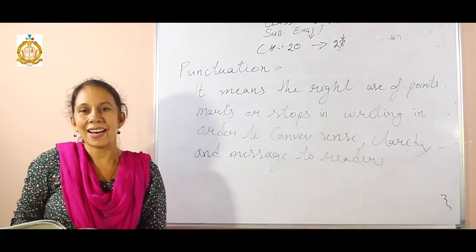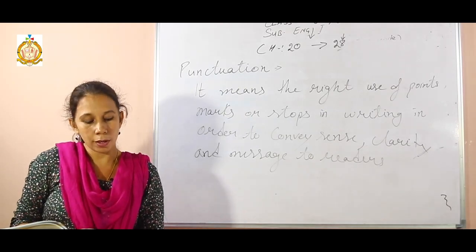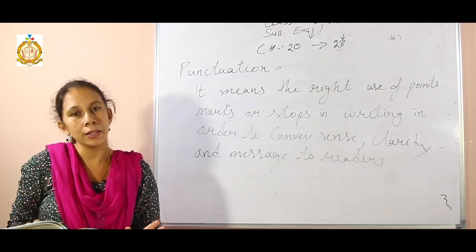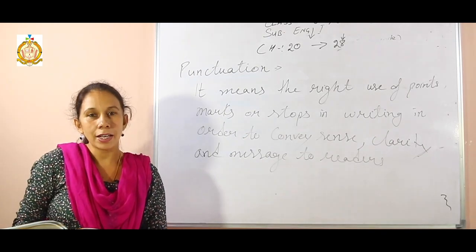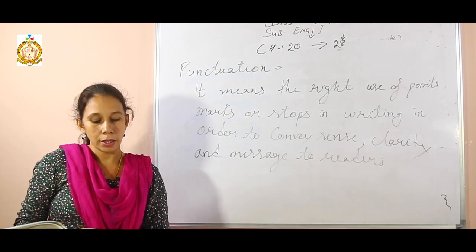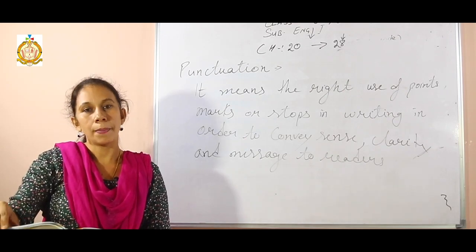And at last, parentheses. Parentheses are used to separate from the main part of a sentence a word, a phrase or a clause that does not grammatically belong to that particular sentence. For example, she will come to you on 14th Sunday of this month. So this is all. And capital letters are also part of punctuation.